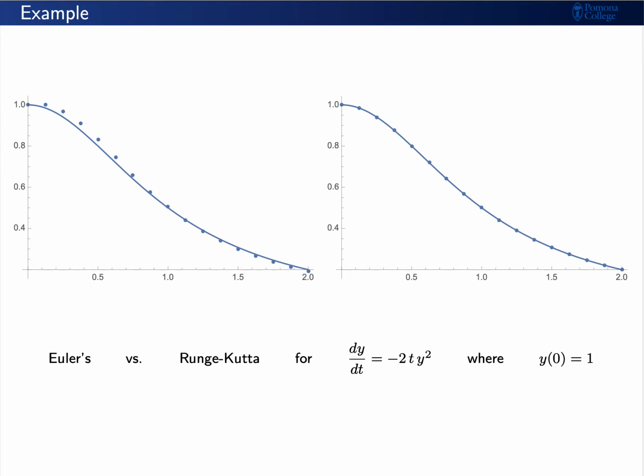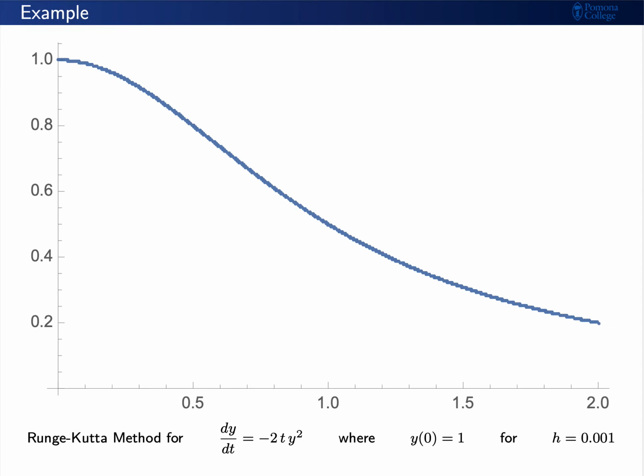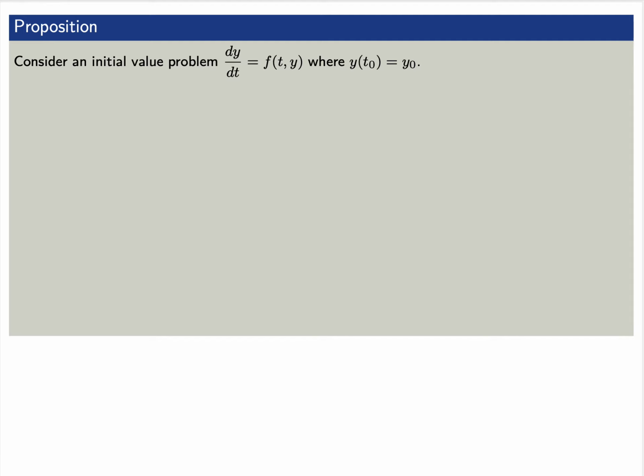To get a better idea of exactly what we mean here, we've taken a look at the solution we would find from the Runge-Kutta method where our step size is very small. In this case, our step size is 0.001. You can see that we have almost a near perfect reproduction of the actual solution, y(t) = 1/(1 + t²). But what can we say about the actual error that we would find?